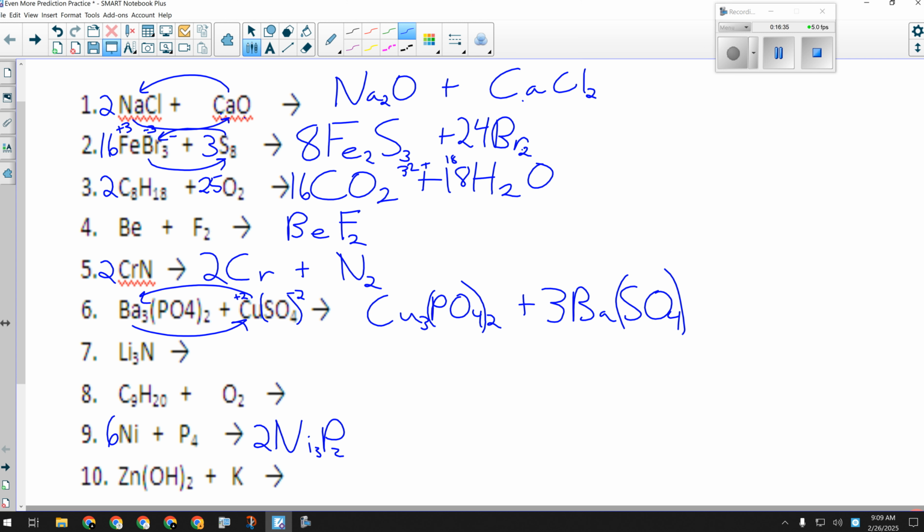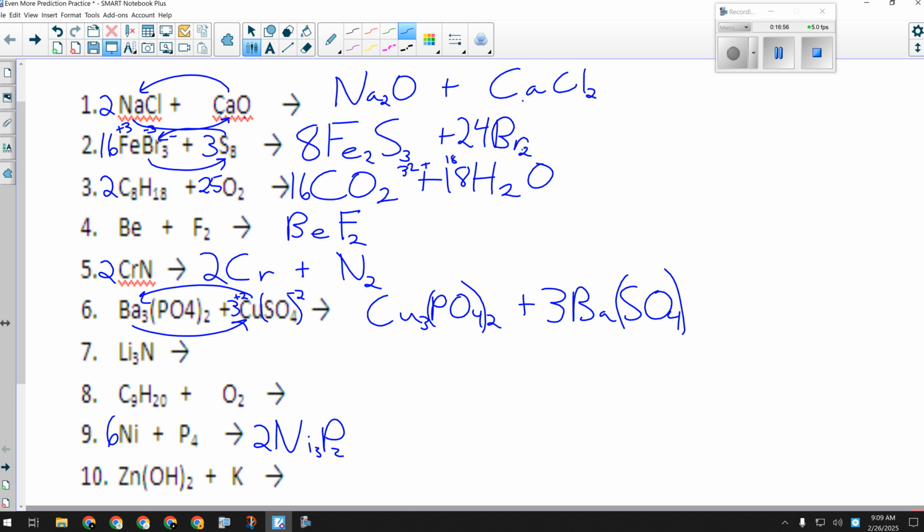How many sulfates are there here? 1. Just 1. So what needs to go in front of this? A 3. Okay, now there's 3 sulfates, 3 there and 3 there on both sides. Look what that did to my copper. 3 coppers here and 3 over there. Always a good sign when that happens. It means you're on the right track.